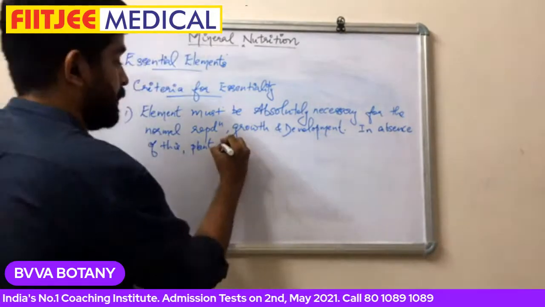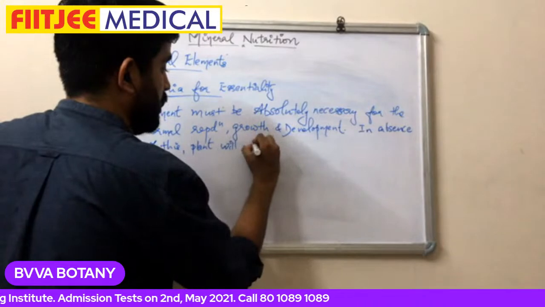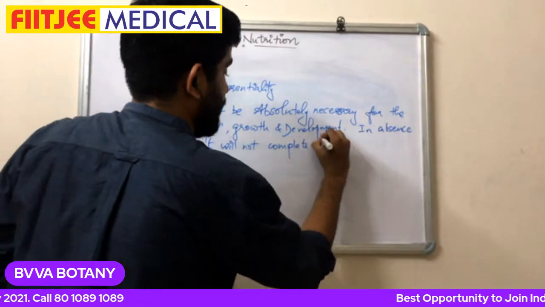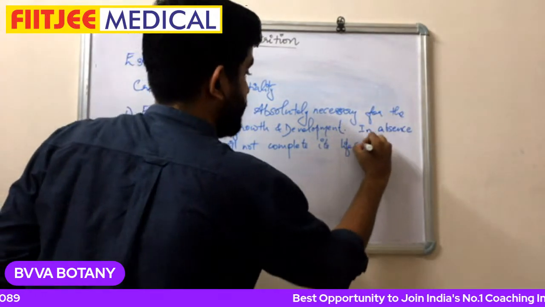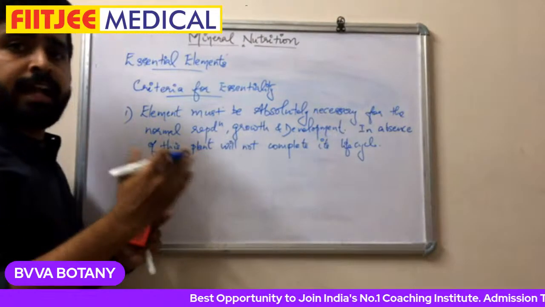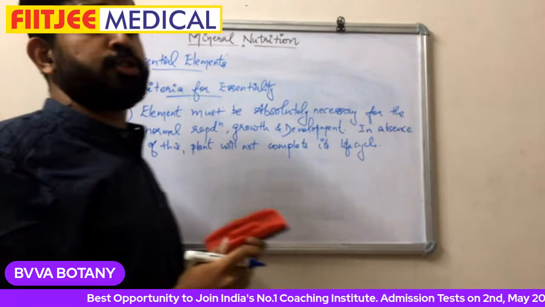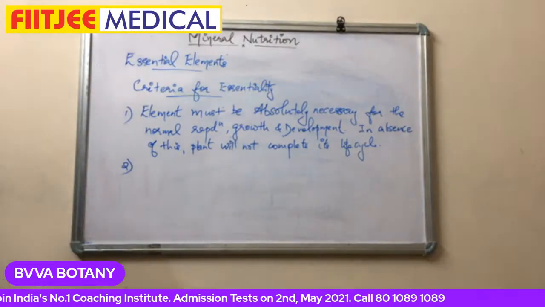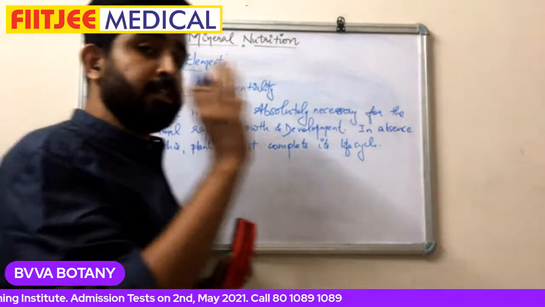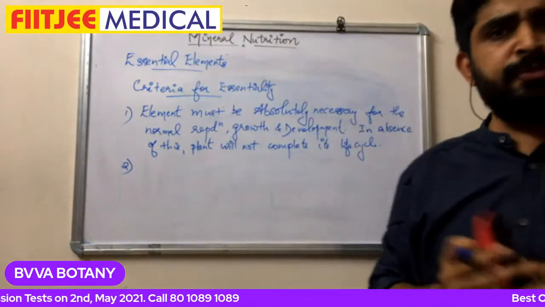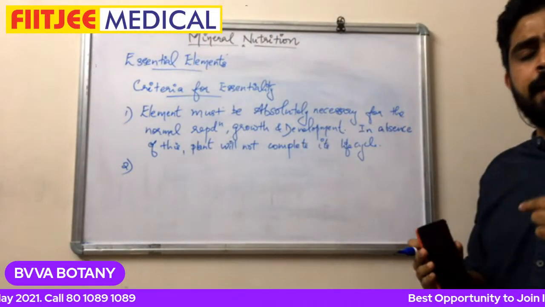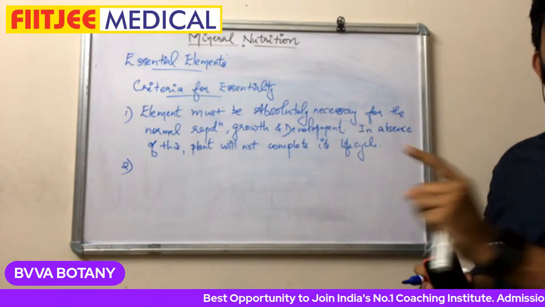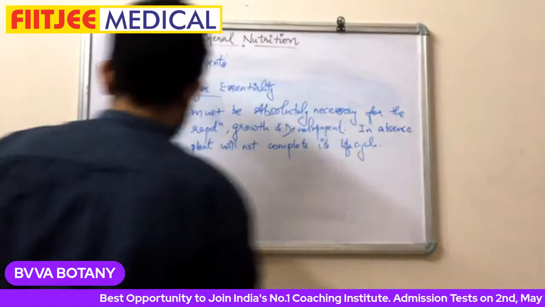In absence of this, the plant will not complete its life cycle. So clear? So in absence of that, no other activity should take place inside a plant. Coming to the second criteria. The second criteria says that the requirement of a particular element should be specific. Specific means what? If element X is going to help in the growth, then no other one can help in the growth process.